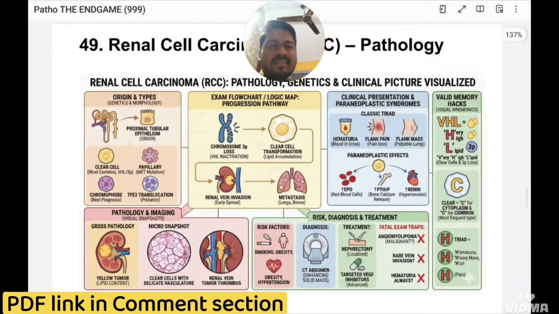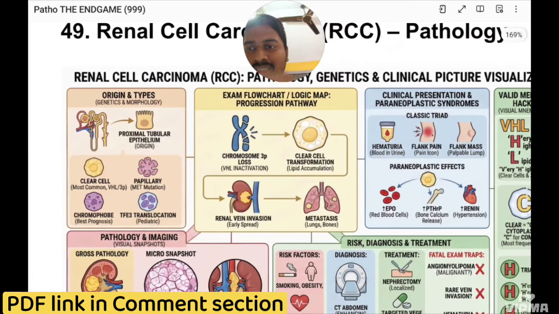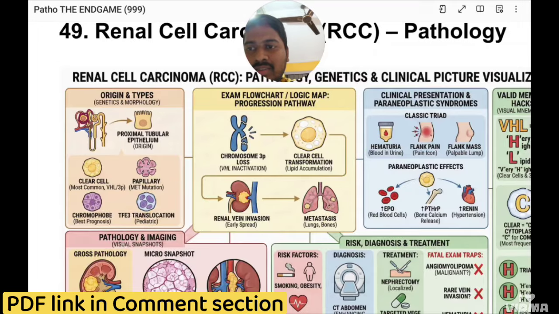So basically in renal cell carcinoma only very high yield points are asked. One is that the origin of renal cell carcinoma is always cells of the proximal tubular epithelium. So your 4 options will be different, and out of them you have to select PCT. It is clearly mentioned in this image. You are seeing here PCT, the proximal convoluted tubule, this part.